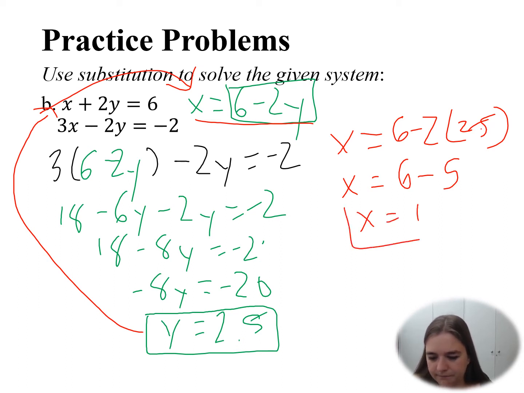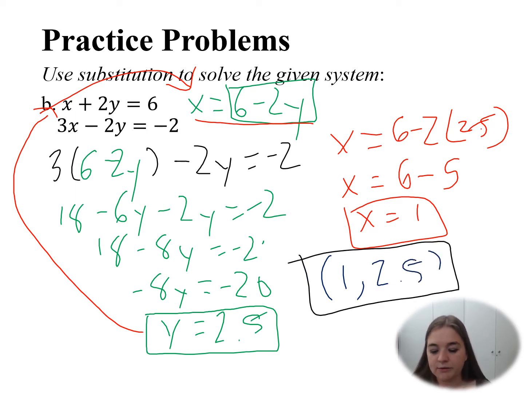I'm going to write out my final answer. My x value goes first. Even though I solved for y first, my ordered pair always has my x value first and my y value second. So my final answer is 1 and 2.5.